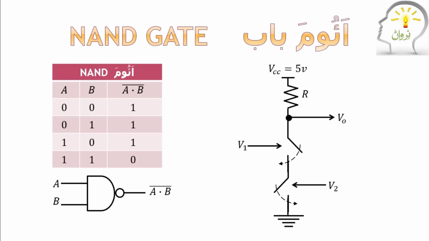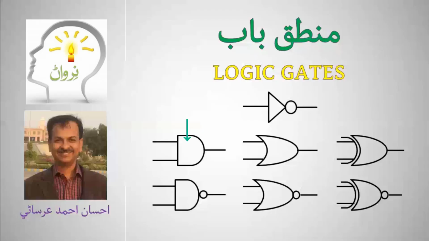If you add this bubble on AND gate, this becomes NAND gate. This is AND gate. If you put the bubble of this NOT gate here, this becomes NAND gate. This is OR gate. If you put a bubble, this becomes NOR. This is OR. This is NOR. This is exclusive OR. And this is exclusive NOR. The difference is this bubble.